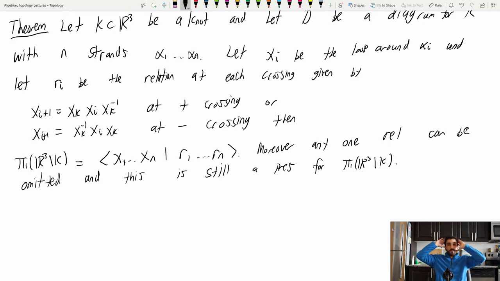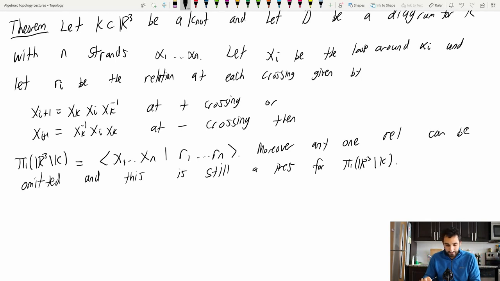Great. So that's a lot to take in, but actually executing the algorithm is not that hard once you get a knack for figuring out the signs of crossings. And then once you do, you just have to remember which relation you add at each crossing. The way I remember it is at a negative crossing, the inverse goes first. Inverse is kind of like a negative relation. And so at the negative crossing, you do the inverse first. At the positive crossing, you do the positive conjugation.